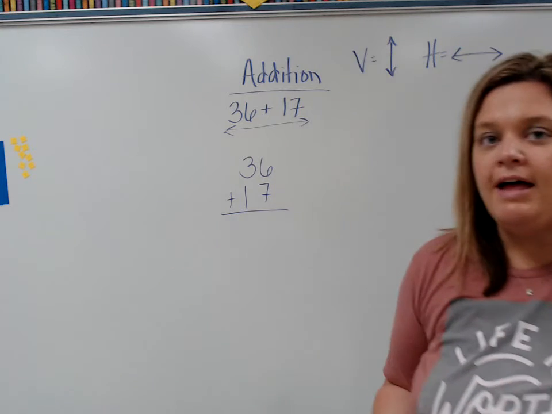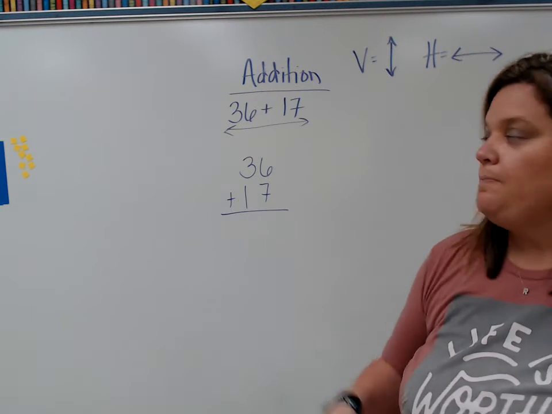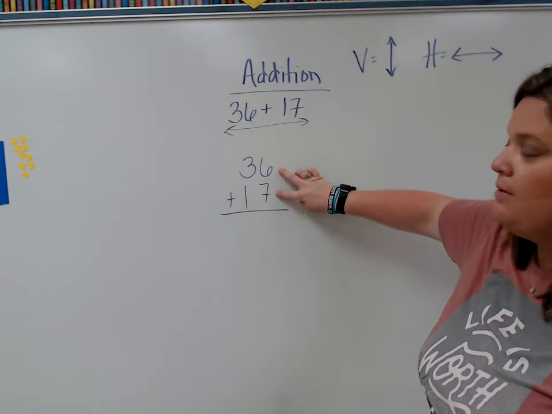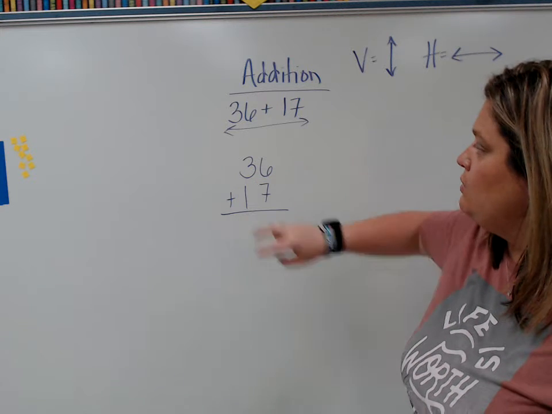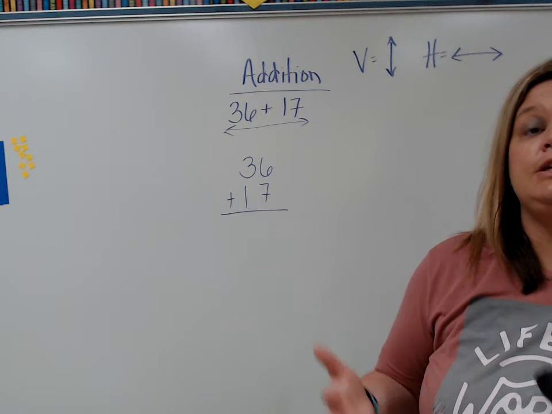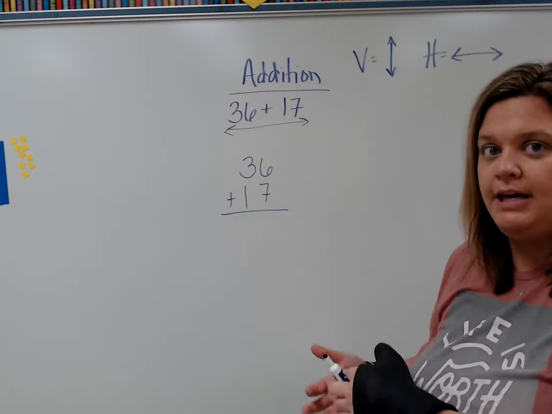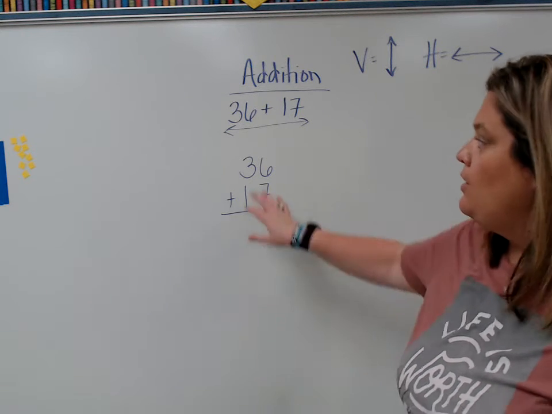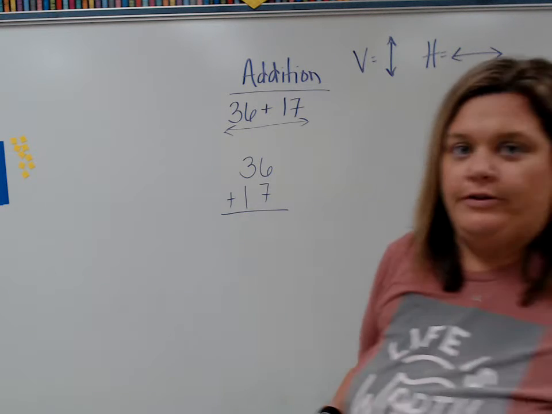Now remember, you line these up according to place value. The 6 and the 7 are in my ones place. The 3 and the 1 are in my tens place. Remember, only one digit can go into each place value. So let's go ahead and bring in our helpers.